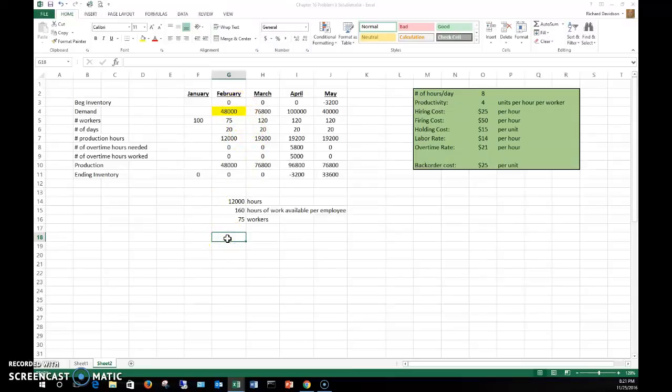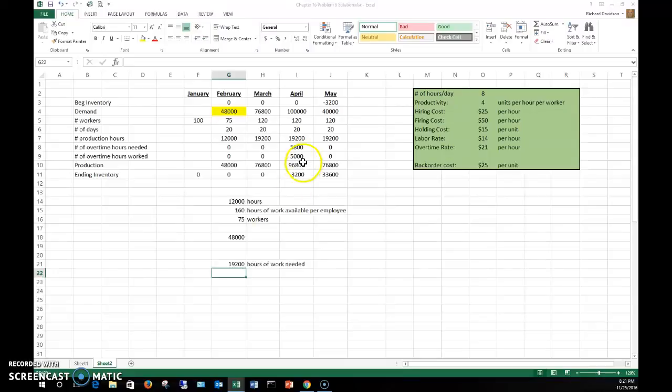So if I take the math the other way, 75 workers working 8 hours a day, working for 20 days, and making 4 units per hour, they can make 48,000 units. So it ties back to that number that we have for February. And you can do the same math in March. If you take the 76,800 units that we need, and divide that by 4, we need 19,200 hours worth of work needed.